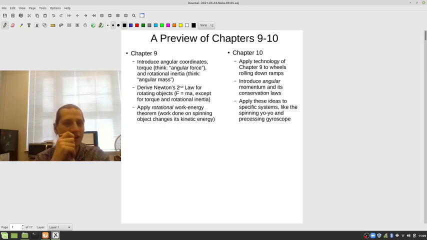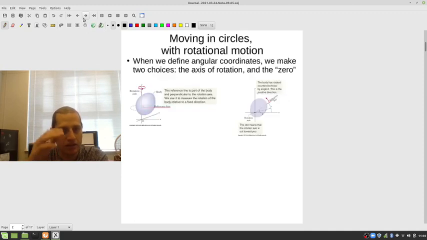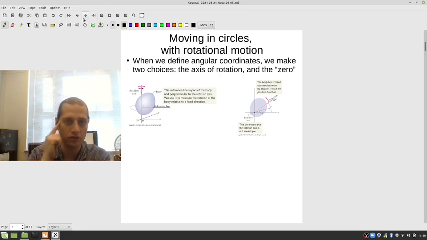It's not hard, but there is quite a bit of new notation. So today's all about notation. How are we going to talk about things that are spinning? And basically, it's all going to involve going from, instead of meters per second, to radians per second, that type of thing. Okay, so what are we going to do when we're moving in circles?